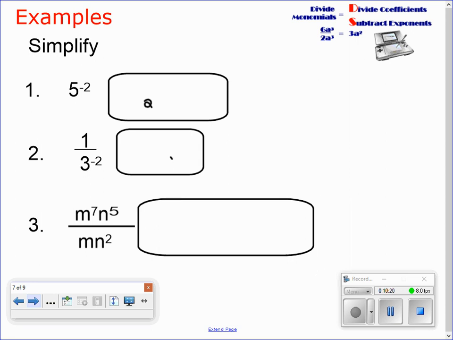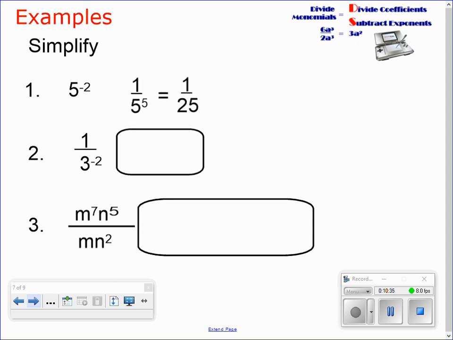Okay, so let's look at these three examples that we have here. So we're looking at 5 to the negative second power. This says take the reciprocal, so instead of 5, we want 1 over 5, and we want 1 over 5 squared, so 1 over 5 squared, which simplifies to 1 over 25.